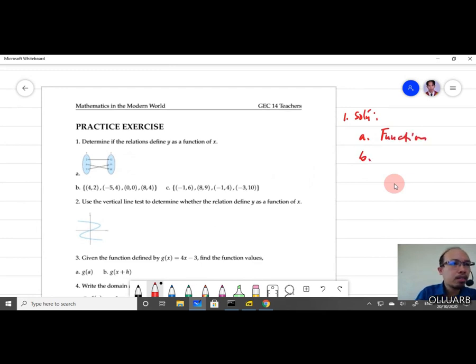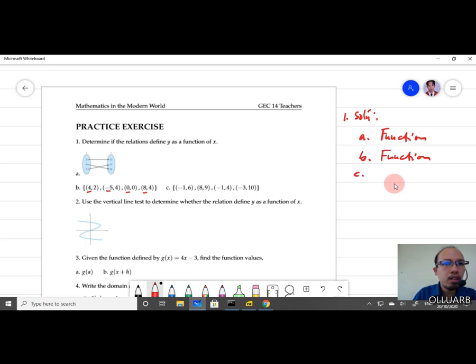Letter B, if you recall our discussion in relations and functions, describe using the ordered pairs. It says that if no two ordered pairs have the same first component, then that given is a function. So 4, negative 5, 0, 8. So meaning to say this is a function.